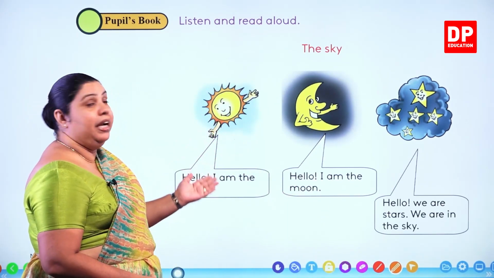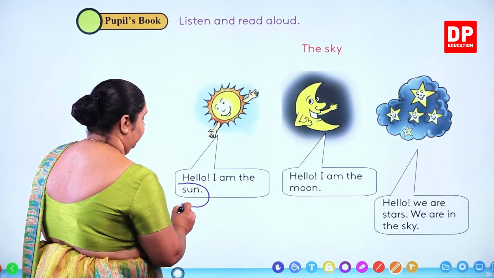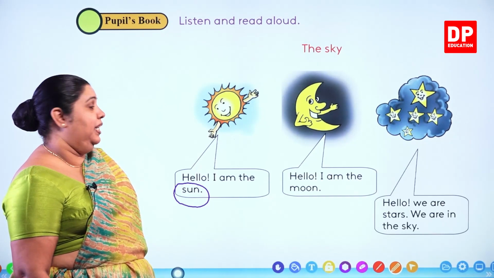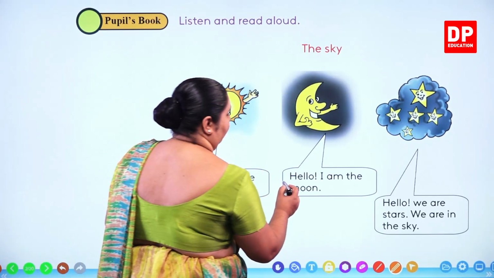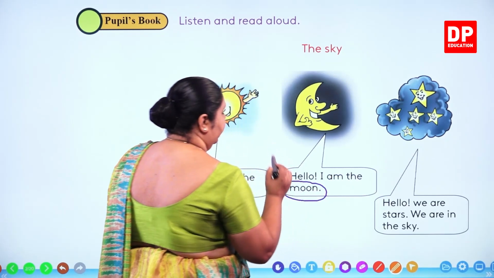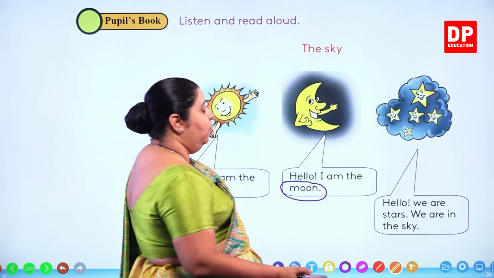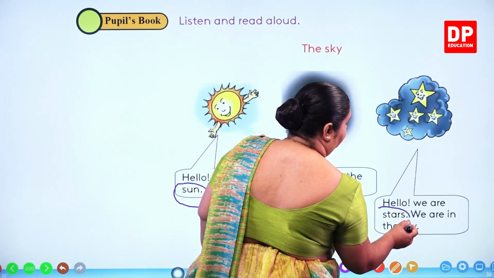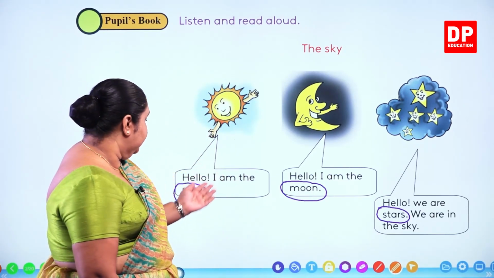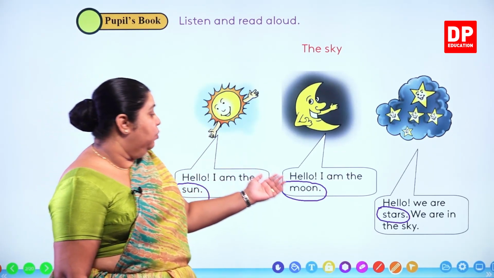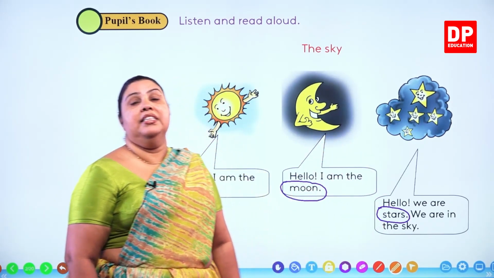The sun. S-U-N, sun. Hello, I'm the moon. The sun is there, the moon is there, and who else? Hello, we are stars. The sun is in the sky, the moon is in the sky, and the stars are in the sky.